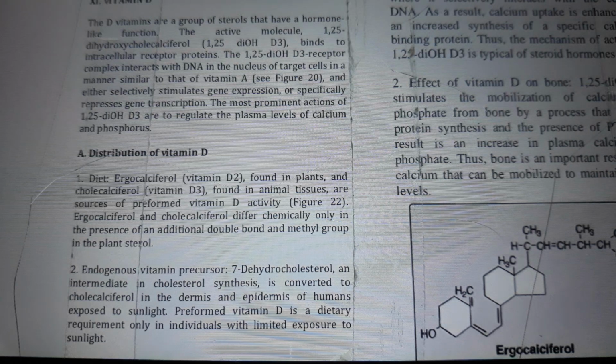1,25-DIOH-D3, binds to intracellular receptor proteins. The 1,25-DIOH-D3 receptor complex interacts with DNA in the nucleus of target cells in a manner similar to that of vitamin A, and either selectively stimulates gene expression or specifically suppresses gene transcription. The most prominent actions of 1,25-DIOH-D3 are to regulate the plasma levels of calcium and phosphorus.